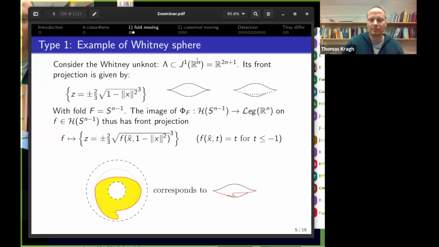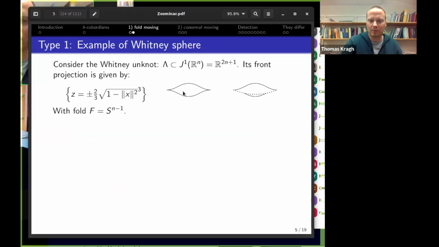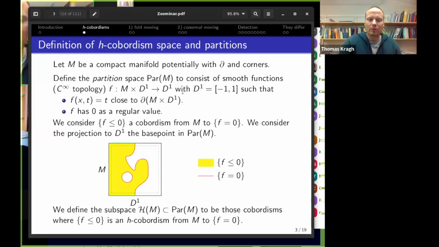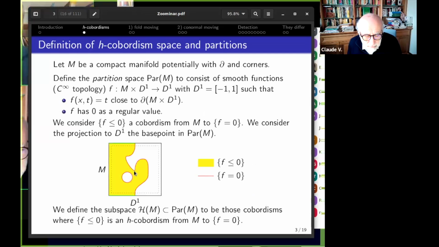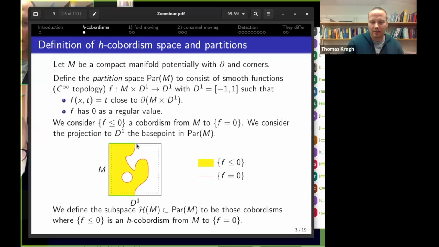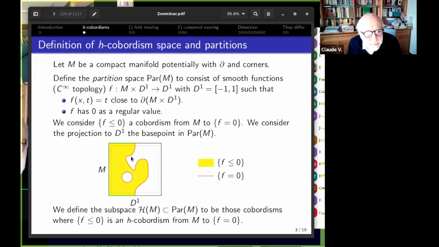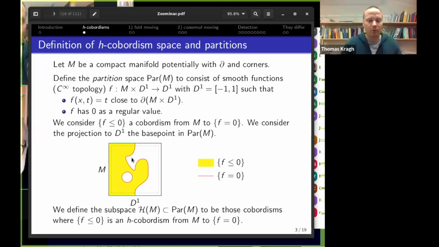So you see, let me maybe go back here. When you look at this picture here, if I had a fold that projected to just the middle line here, the base point, but the h-cobordism, okay, that would be the original fold. If I now implant this h-cobordism here, or this function that gives you this thing, then I get a new fold. So the fold is moving in this family.